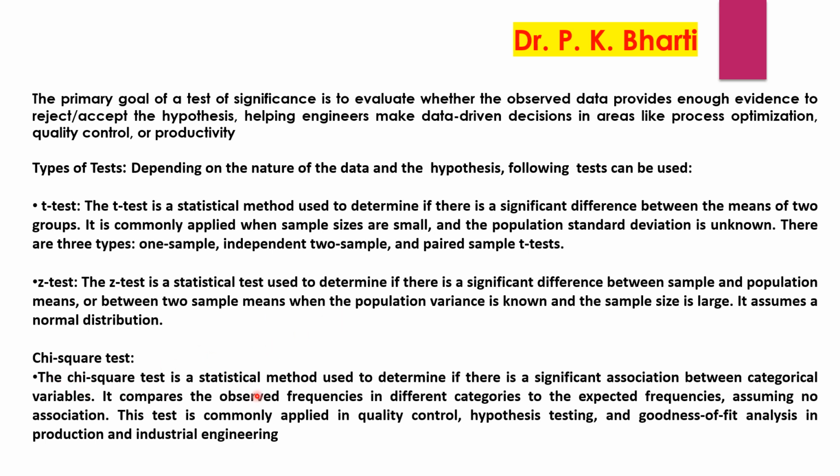Chi-square test. The chi-square test is a statistical method used to determine if there is a significant association between categorical variables. It compares the observed frequencies in different categories to the expected frequencies, assuming no association. This test is commonly applied in quality control, hypothesis testing, and goodness of fit analysis in production and industrial engineering.